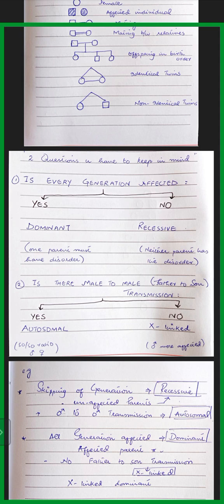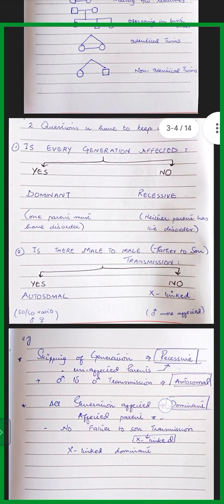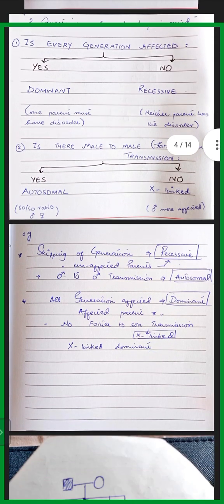The second question you have to keep in mind is, is there male to male transmission, that is father to son transmission? If yes, then it becomes autosomal. If there is no male to male transmission, then it becomes X-linked. All right, clear up to that? Then I have just summarized in a few bullets, so you keep it in mind, and then we will be solving all the pedigrees one by one.